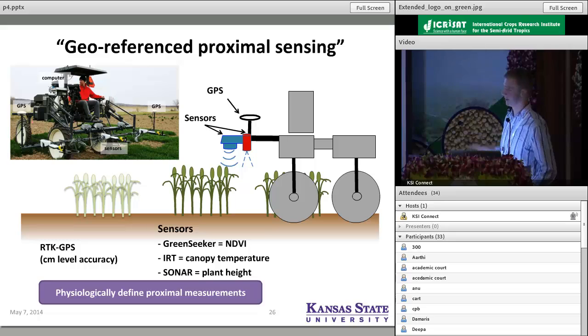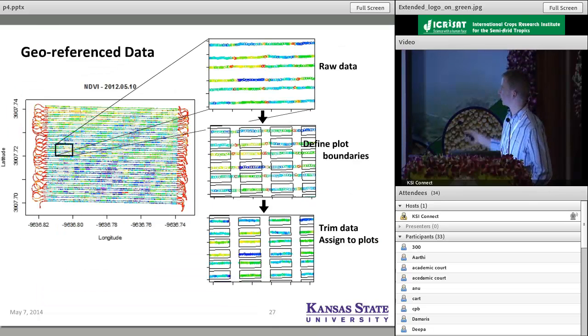And so with the integration of the GPS, you can precisely place each one of those sensor measurements within a field plot as you traverse the field. And so this is just a visual of what some of that data looks like. Here's one of the fields that we ran. You can see the low NDVI values.